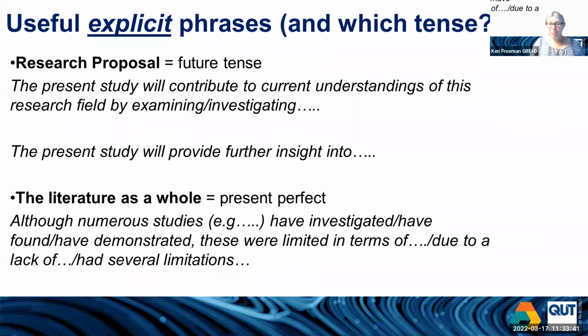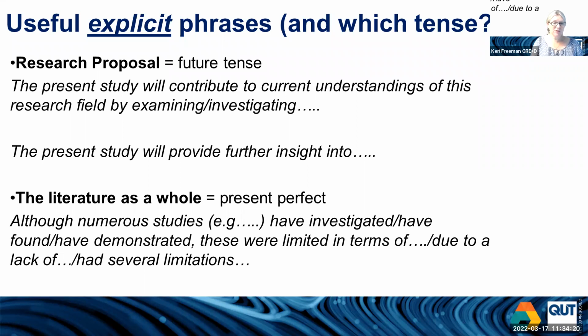Okay, so another way that you're going to show your critical voice is to have explicit sentences that say what you think. So think about tense as well. I've got that up here. In your proposal, you're generally in future tense. The present study will contribute to current understandings. The present study will provide further insight. Be explicit. Don't make us guess. You might have already said this study is investigating these issues, but then say that you'll be providing this insight into a specific thing.